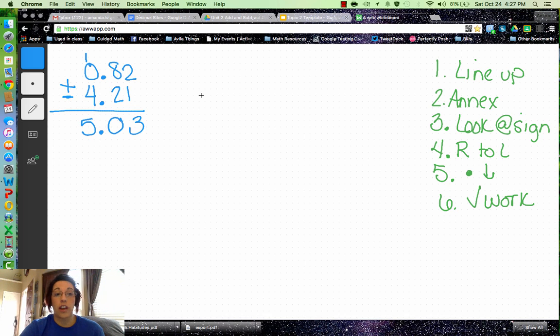When it's addition, we check by subtracting. We take our answer, 5 and 3 hundredths, and we subtract either one of our add-ins. In this case, I'm going to go ahead and subtract 82 hundredths. 5 and 3 hundredths minus 0 and 82 hundredths. We follow the same steps. We line them up. Annex any zeros. We don't need to. Look at the sign.